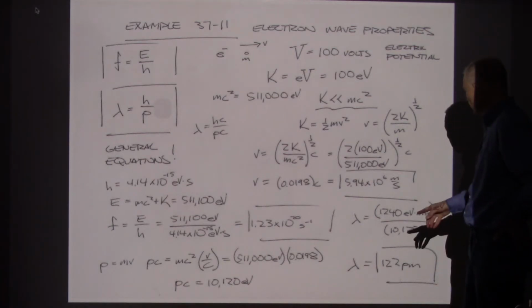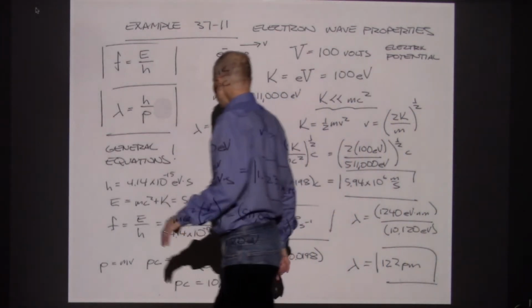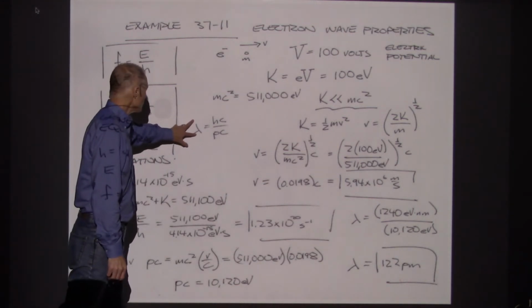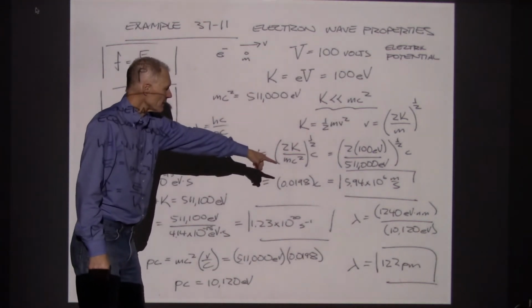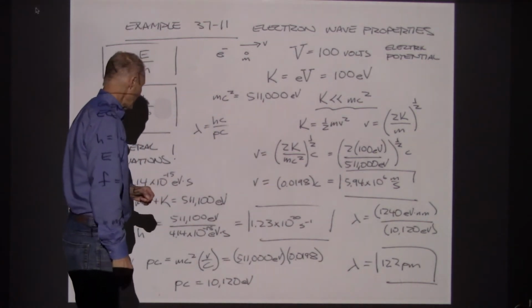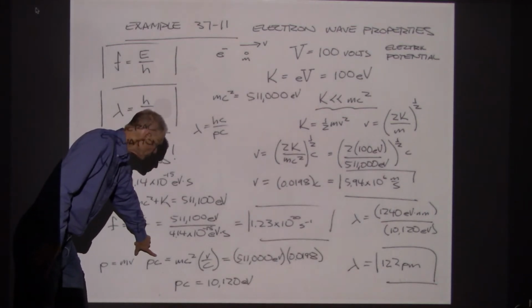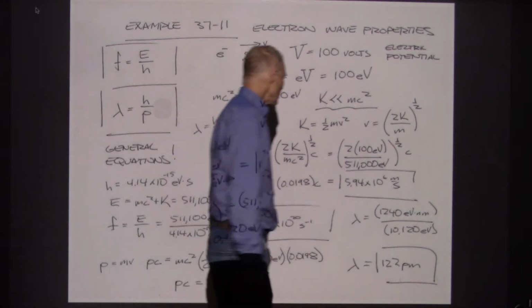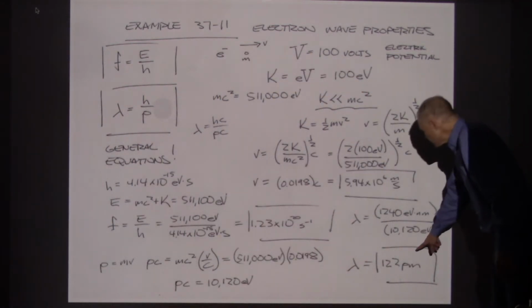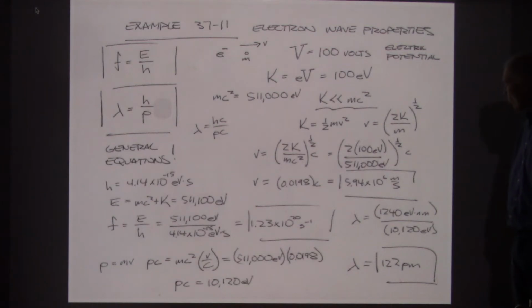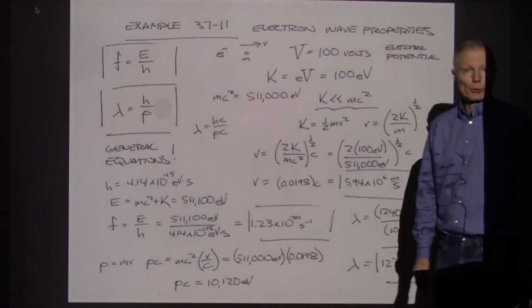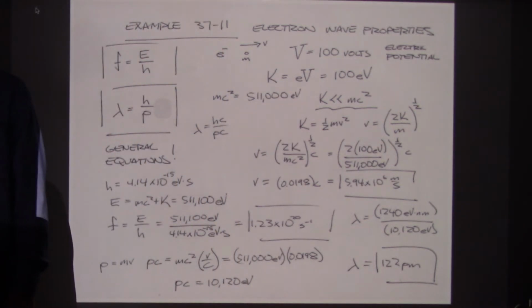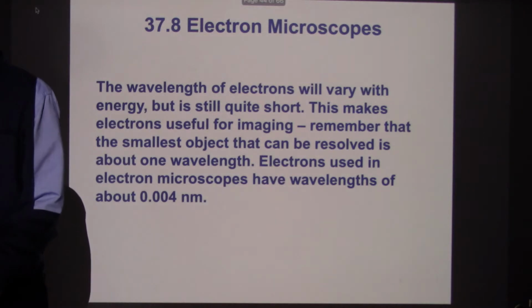What we can do is plug that into the wavelength formulas that we have right here. The wavelength formula, hc, is going to be 1240 eV nanometers, and the momentum we've calculated from here is 10,120 eV. Putting those numbers in gives us a wavelength: these electrons are going to have a wavelength of 122 picometers. So these are really short wavelengths, and again, if this is part of an electron microscope, we're going to have really high resolution for this.